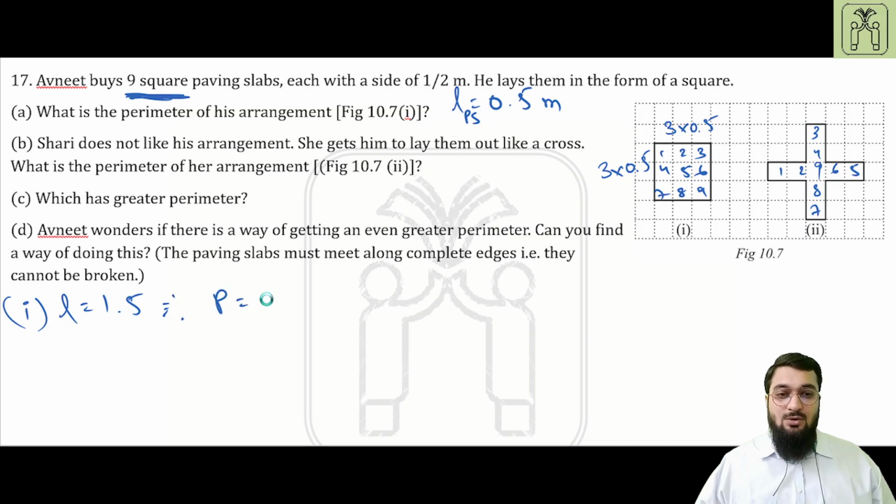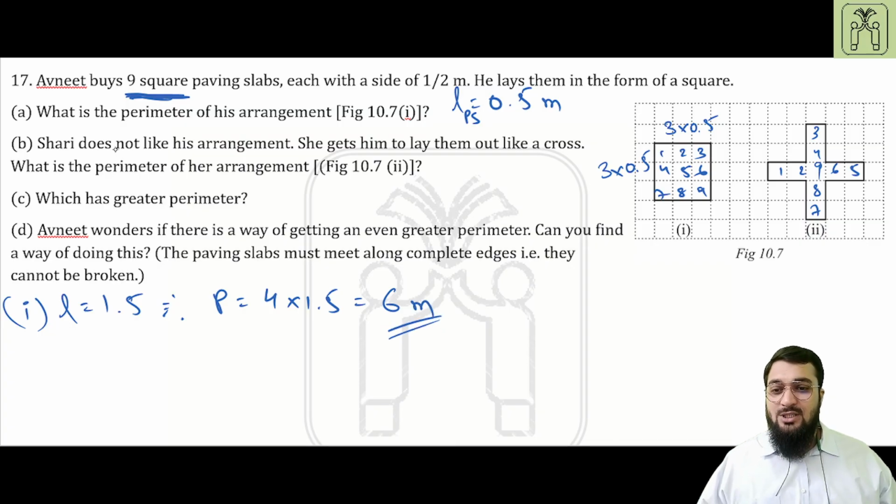Therefore, perimeter is equal to 4 into L, that is 4 into 1.5, which is 6 meters. That is the answer for part 1. Coming to part B, Shari does not like his arrangement. She gets him to lay them out like a cross. So this is the second arrangement. What is the perimeter of this arrangement?